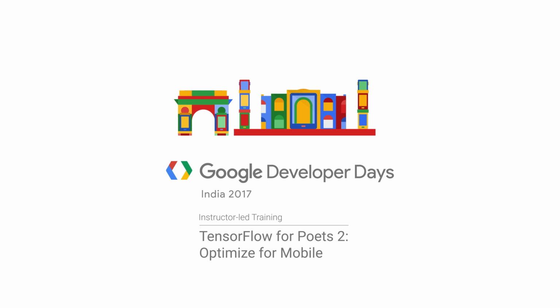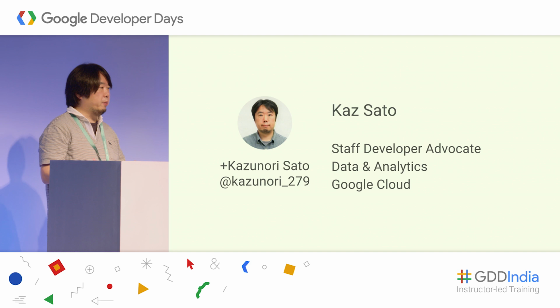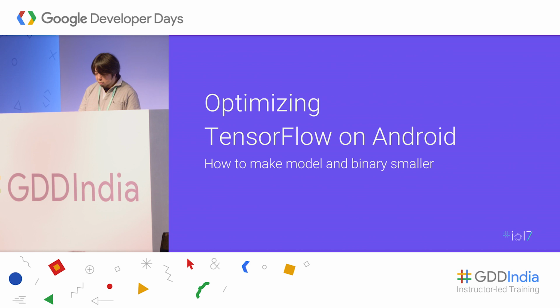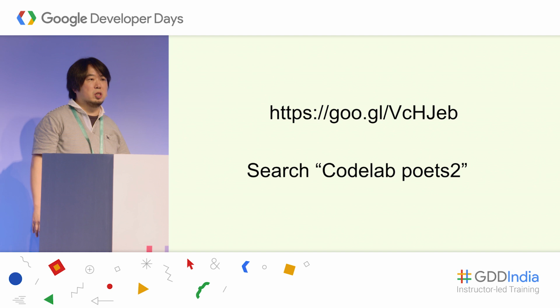This is a codelab titled TensorFlow 4.2. I'm Kaz. I am a developer advocate for the Google Cloud team, working on evangelizing the technology and the products to developers, especially focusing on machine learning and data processing products such as BigQuery and TensorFlow. Today I'd like to go through the codelab titled TensorFlow 4.2, and that codelab is available on this website. Maybe the easiest way is to access Google search and search with keywords such as codelab and 4.2.